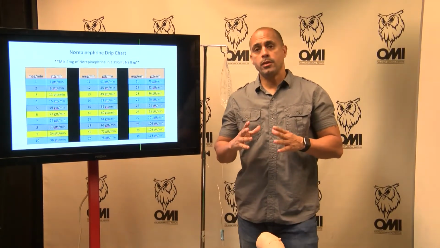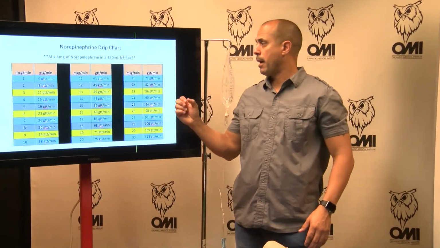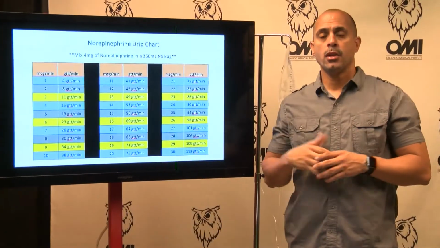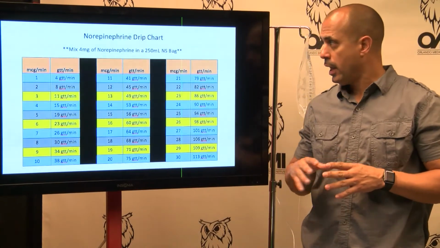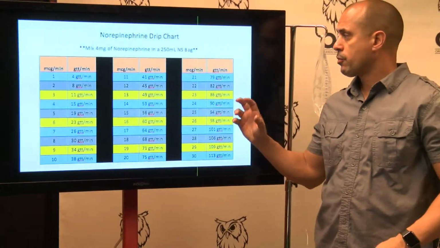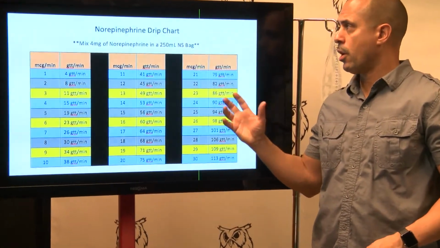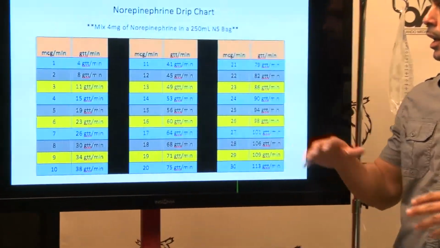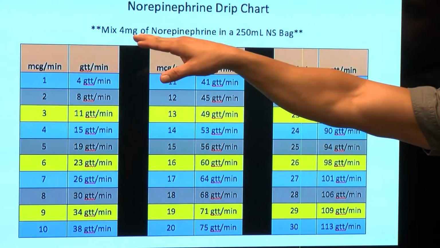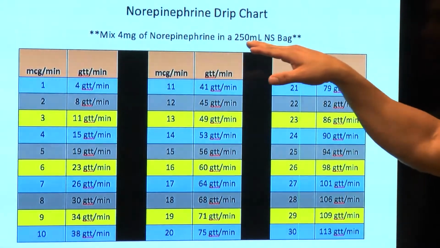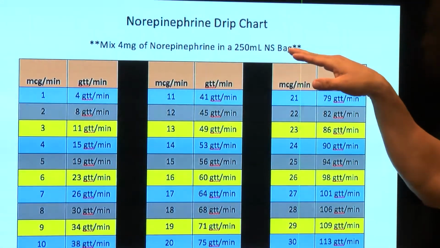Okay, so as you see, let's talk about how to set the drips, so we give the proper dose of medication to this cardiogenic shock patient. Dr. Walker has created an awesome drip chart for norepinephrine, okay? Once again, which is Levophed, it tells you how much to mix, which we talked about: 4 milligrams of norepinephrine to a 250 bag of normal saline.